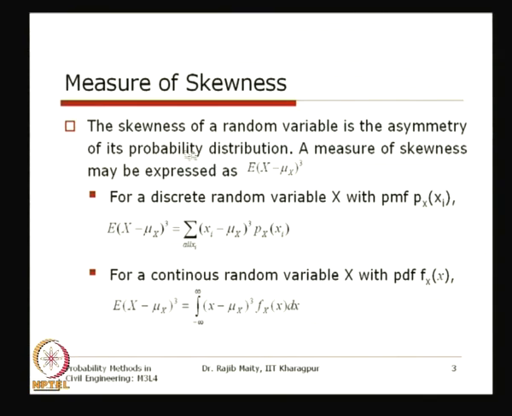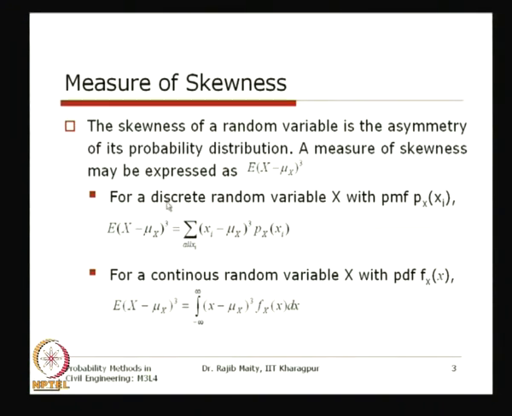As we said, the skewness of a random variable is the asymmetry of its probability distribution. The measure of skewness may be expressed in terms of the expectation of x minus mu x. If you recall, in the last class, when we are looking for the central tendency, we take the moment with respect to the origin, and so it gives the distance from the origin to the PDF, which is nothing but its mean, the location of its mean, which we will show in a minute in terms of some graphical representation.